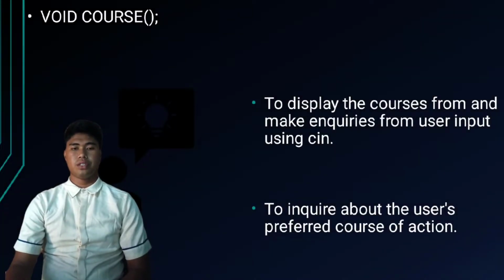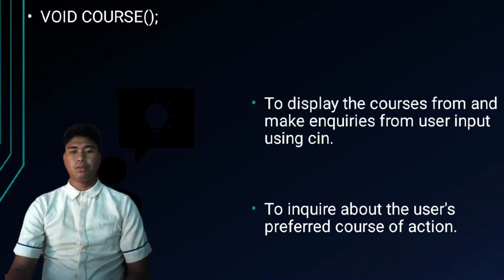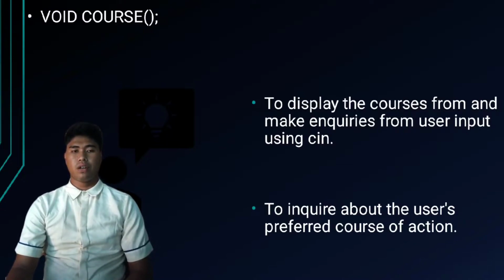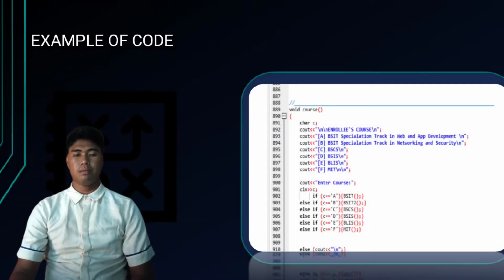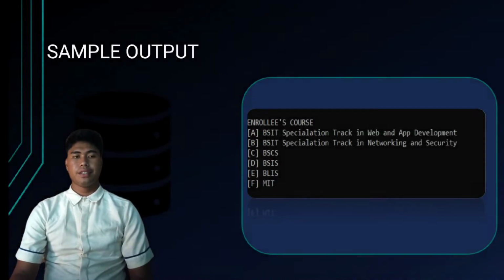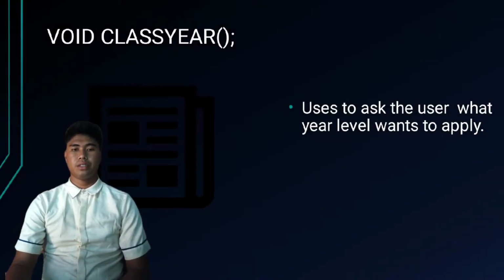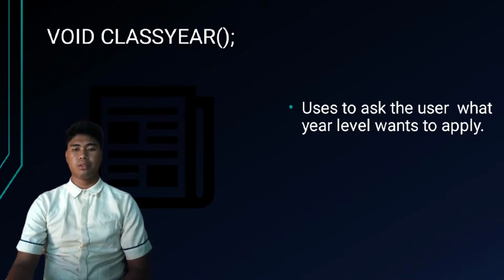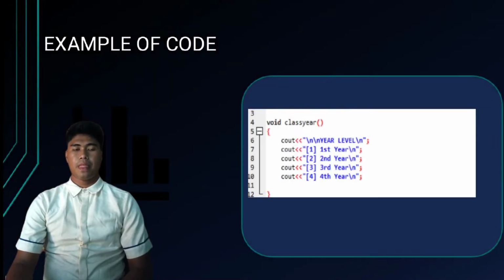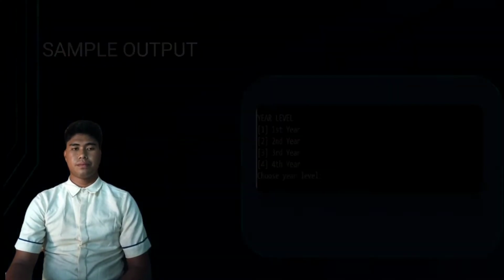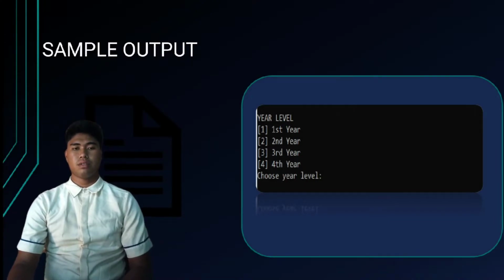Next is void course, to display the courses and make inquiries from user input using cin to inquire about the user's preferred course of action. This is the example of code, and this is the example output. Next is void class year, used to ask the user what year and level they want to apply for. Example of code, sample output.